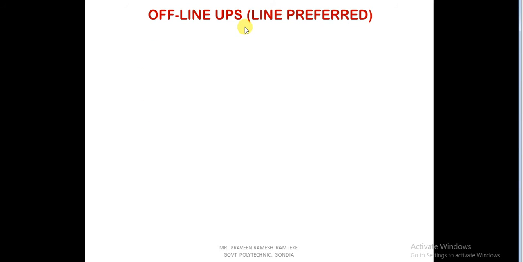Offline UPS system, also called line preferred system. So in this session, we are going to discuss what is the meaning of offline UPS or line preferred UPS and how it is different from the online UPS.